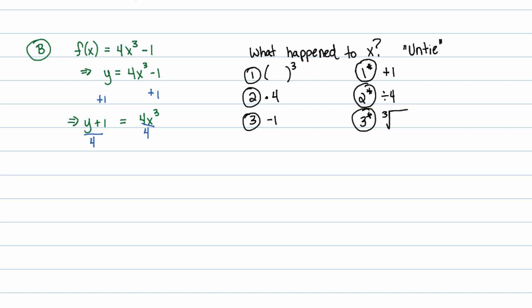And now I'll have x cubed is equal to y plus 1 over 4. And finally, according to my order of operations, I need to take the cube root of both sides. So this implies that x is equal to the cube root of y plus 1 over 4, and that 4 is underneath the cube root.